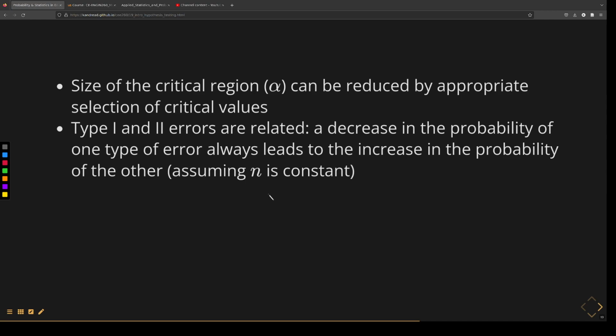So again, if we have a type 1 error that is, let's say, 0.05, and then that gets decreased, then we should be seeing an increase in the type 2 error, which is the error of not rejecting the null hypothesis despite the fact that it's false.